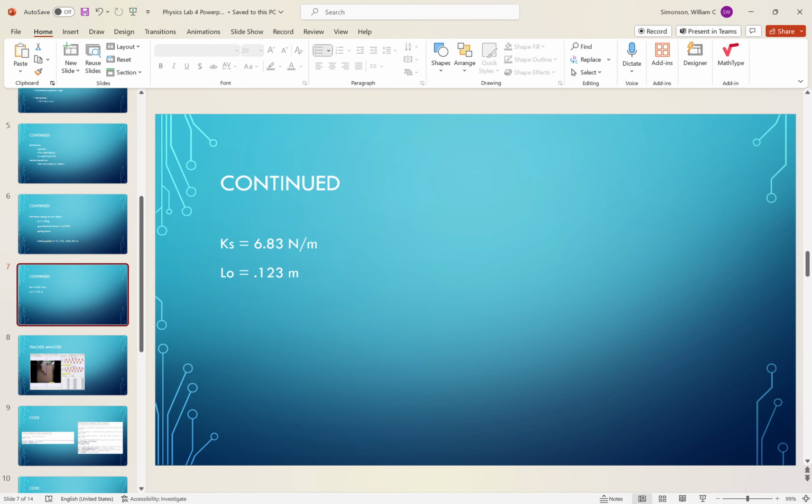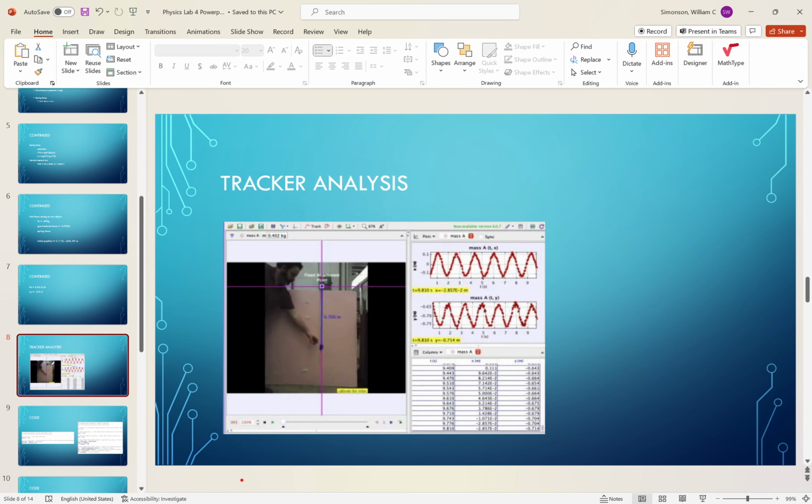The spring constant is 6.83, and the L0 is 0.123. So the tracker shows that it changed the x in the negative direction at 2.857 times 10 to the negative 2 meters. This is like in a pendulum. And the y direction is moving in a spring manner, and the y was at negative 0.714.